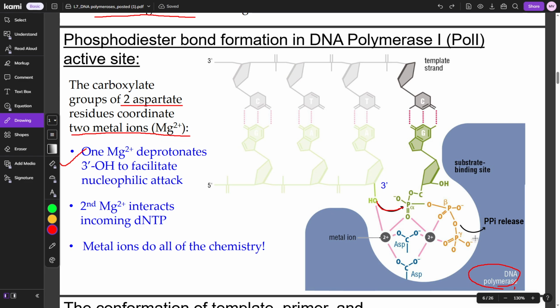So it helps stabilize the substrate, these plus charges with these minus charges. So there's an ionic interaction there. So that's the second thing. That's what the second magnesium is for. It's for stabilizing the base so that when it comes in, it's able to stay there.